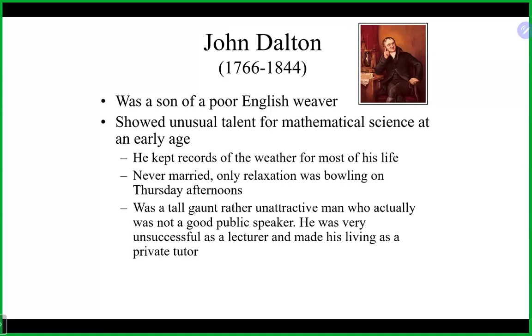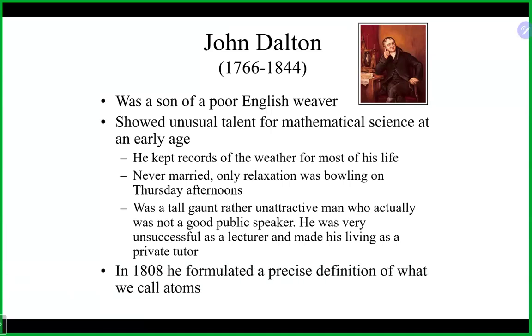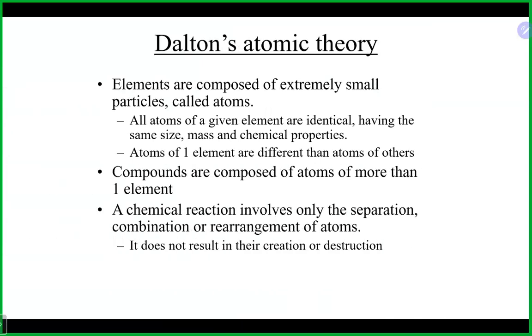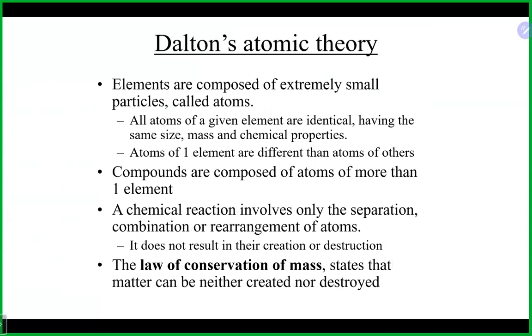But one of the things he was known for was this idea of what we like to call atoms, so this definition of atoms. Let's talk about some of the parts here of Dalton's atomic theory, and some of the things that may be not so correct and some things that are correct. So Dalton basically said that elements are composed of extremely small particles that he called atoms. He said that all atoms of a given element are identical and they have the same size, the same mass, and chemical properties.